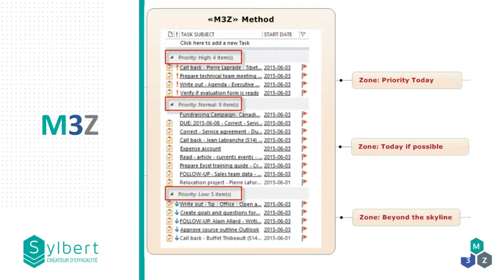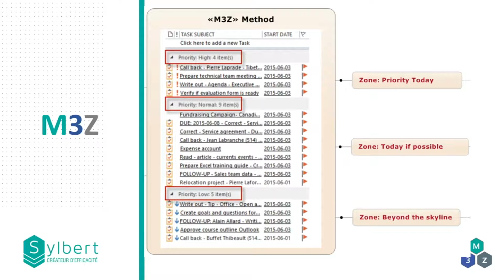Using M3Z requires some configuration in your Outlook to-do bar. So this is the final result. You get 3 zones based on the priority level of your task. A high priority is for your must do today. Your normal section is for what you would like to do today. And finally, your low priority section is for anything not yet prioritized or that are considered beyond your skyline.